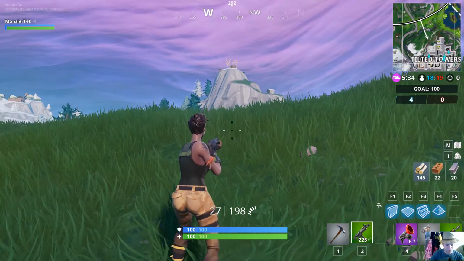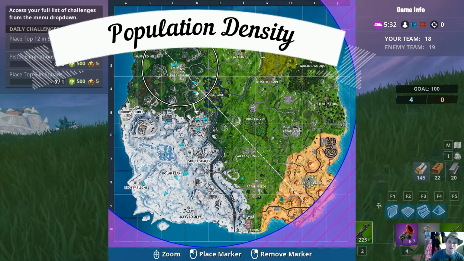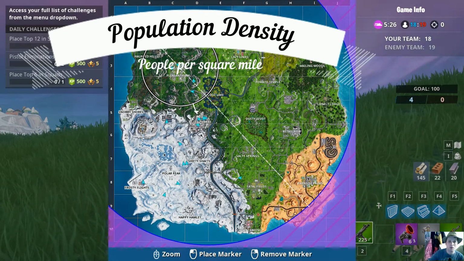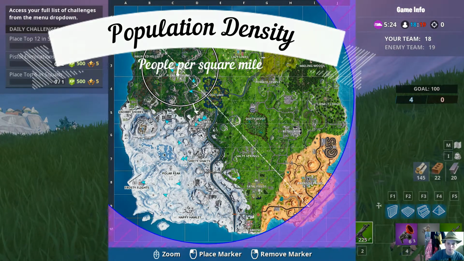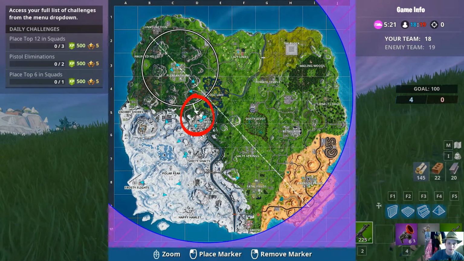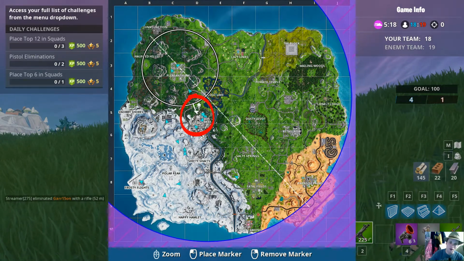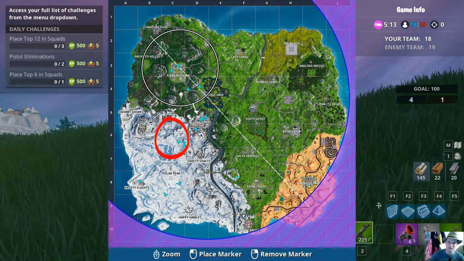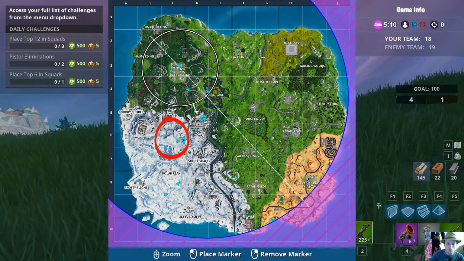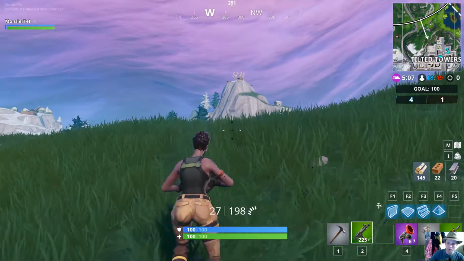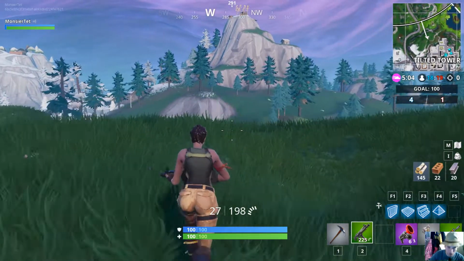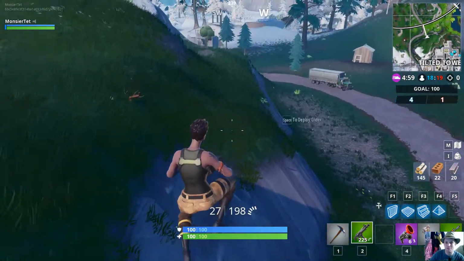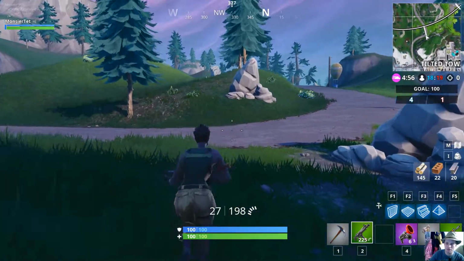Population. So, back to our mini-map. Population density is measured in people per square mile. Now, we don't have square miles, but if we measured population density in people per square, we could see right here, Tilted Towers has a high population density of 1, 2, 3, 4 people per square. This area here has 1, 2 people per square. And Frosty Flights has 1 person per square. So population density is measured in people per square mile on our planet. Big cities, New York and Chicago, places like that, have a very high population density per square mile.